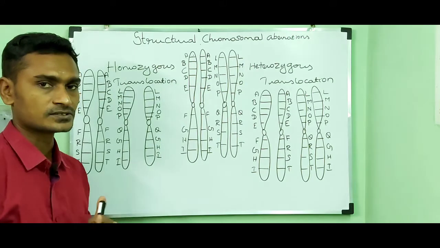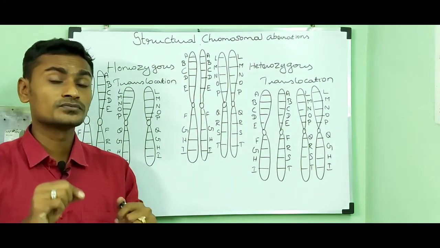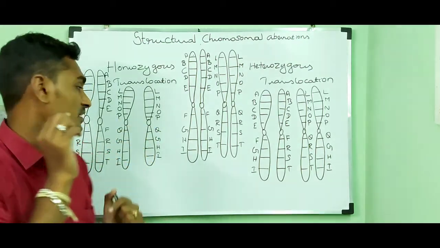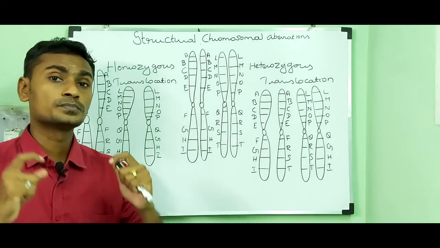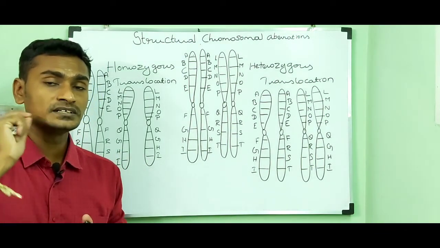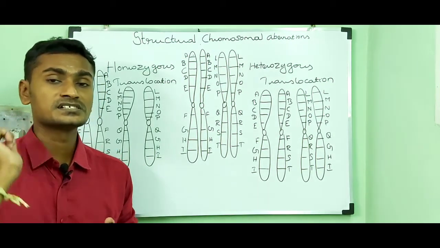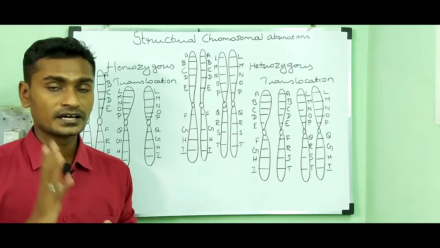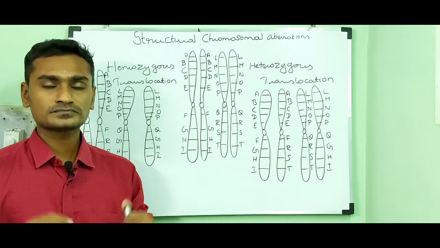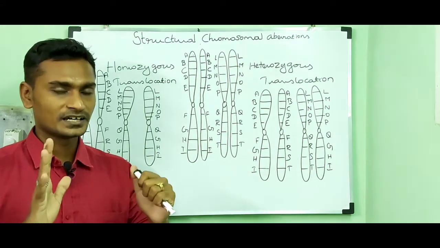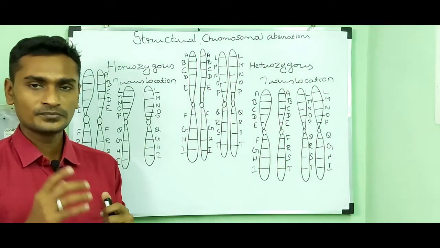In homozygous translocation, both chromosomes of the two pairs are involved in translocation. Then the two homologues of each translocated chromosome are identical. So don't get confused, I will tell you clearly.